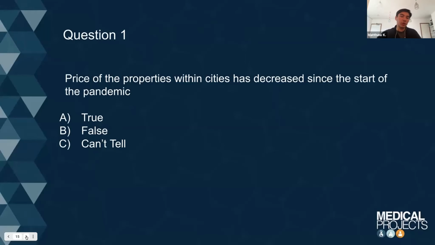So is this true, false, or can't tell? The price of the properties within cities has decreased since the start of the pandemic. Do you want people just to type answers into the chat again so you can get a general feel? Yes, please. Okay, cool.